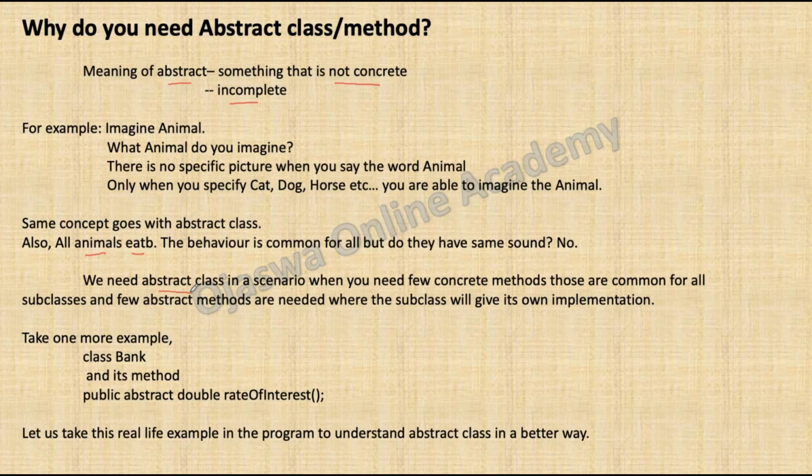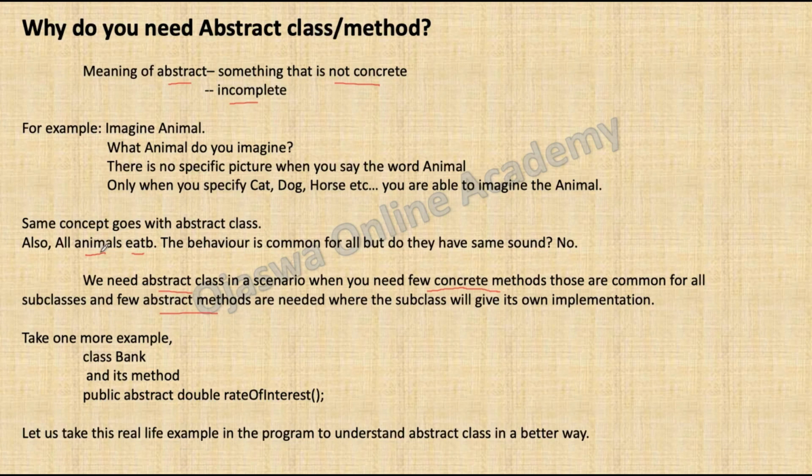We need abstract class in a scenario when you need few concrete methods. Concrete methods are the methods for which you have written implementation. You have written code for the method. In all our previous videos, we have written concrete methods. We have defined the method and written code for it. So we need abstract class in a scenario when you need few concrete methods that are common for all subclasses, and few abstract methods are needed where the subclass will give its own implementation.